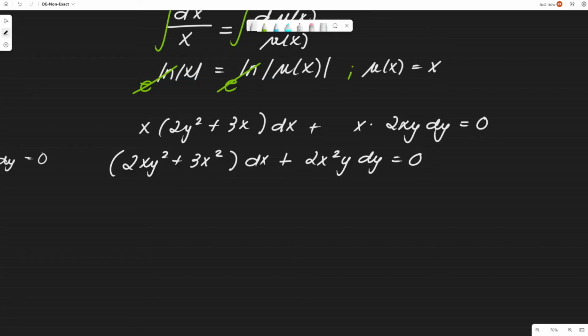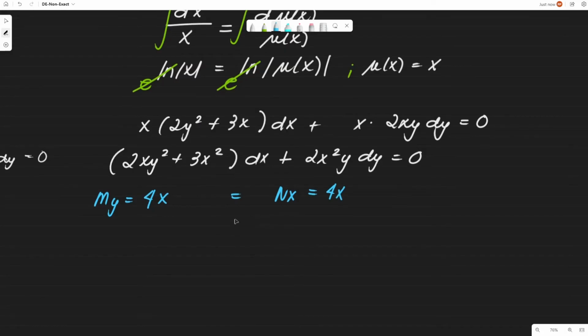Our M sub y now becomes 4x. The partial derivative of 2xy squared is 4x, that is 4x times 1, and the 3x squared becomes 0. Our N sub x is also simply 4x. They are equal, hence our new equation is exact.